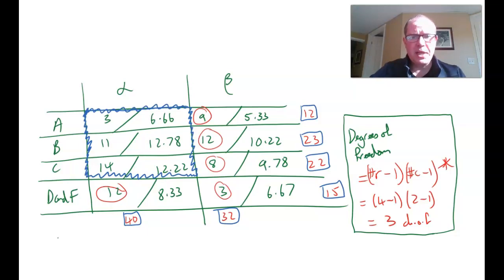Now let me try to explain why it's that. I want you to imagine you know the totals in each column and row. So imagine you know 12, 23, 22, 15, 32 and 40. Really, all you need to know is 3 items to work out all of the others. Because if I know this item, I can work out that number. If I know this item, I can work out that number. If I know this item, I can work out that number. If I know these 3 items, I can work out that number, because you know the totals. And that's why the degrees of freedom is row minus 1 multiplied by column minus 1.